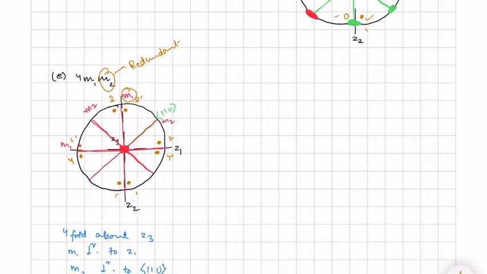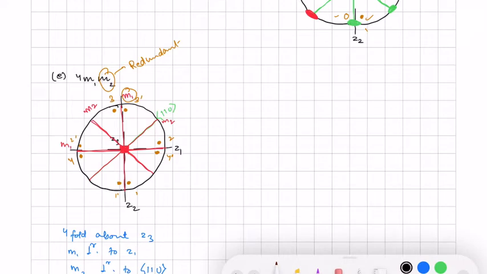If you go on to reflect these points about M2, these are already reflected. This point and this point are already reflection pairs about M2. This and this also are reflection pairs about M2. This and this are reflection pairs about M2. This 2 dash and 1 are reflection pairs about M2. So we can say that this last one is redundant.